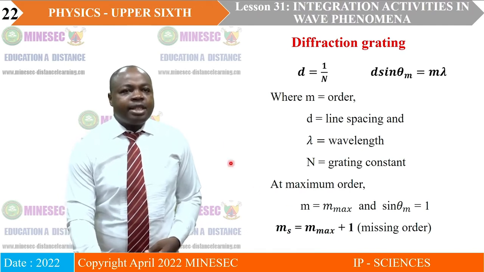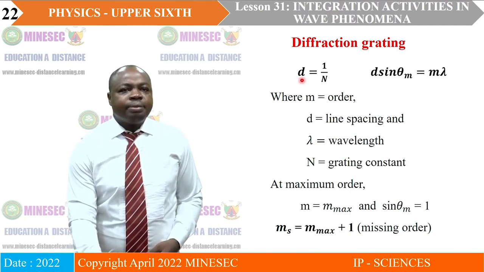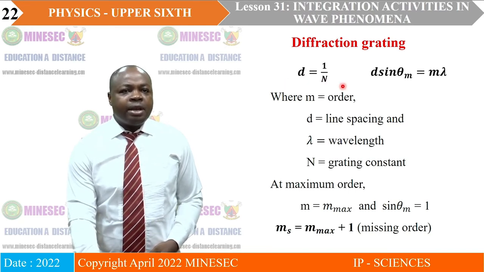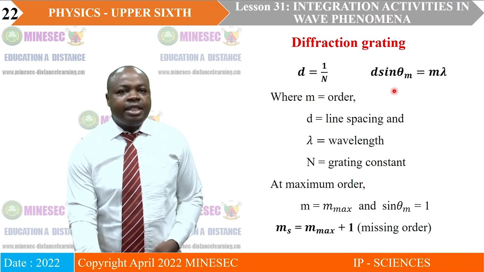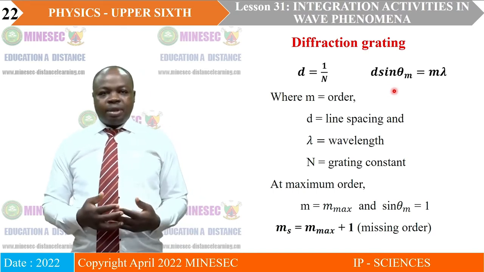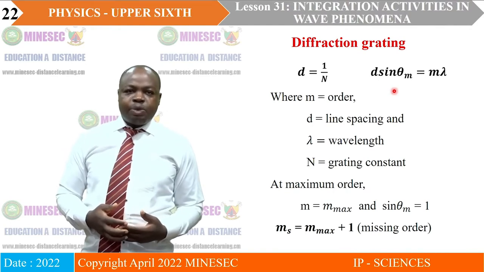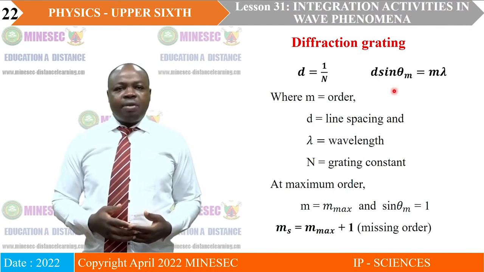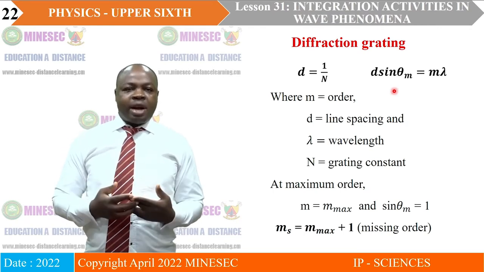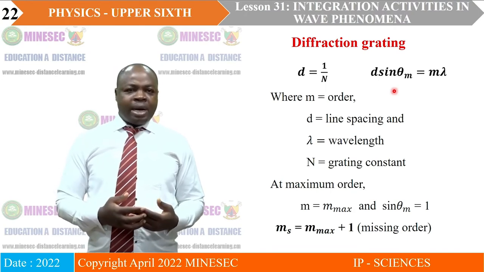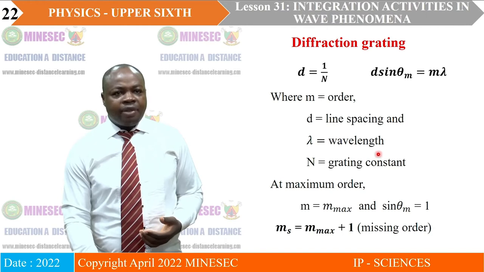Now, in diffraction grating, we can obtain the line spacing denoted by small d from the grating constant denoted by capital N from this equation, d equals 1 over N. And the equation for diffraction grating is d sin theta_m equals m lambda. d is the line spacing, theta_m is the angular separation, m is the order or position of a bright band from the central bright band, and lambda is the wavelength.